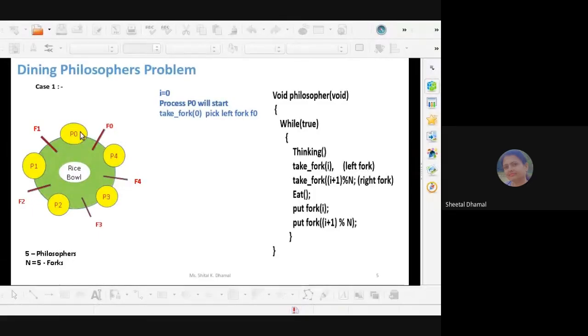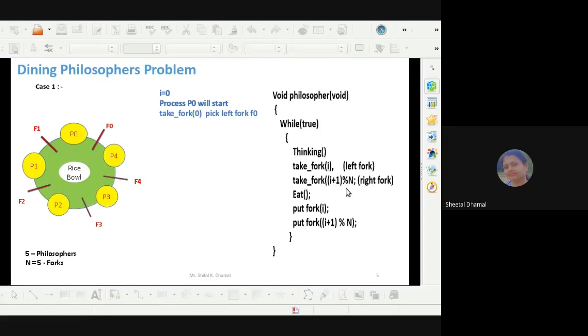Okay, but now again he will require another fork which is present on the right hand side. So he will execute the take fork function, and here we are passing the value I plus 1. So the value of I is 0 here. So 0 plus 1 means 1 modulus N. Capital N represents the total number of forks which is present on your table. So here 1 modulus 5.